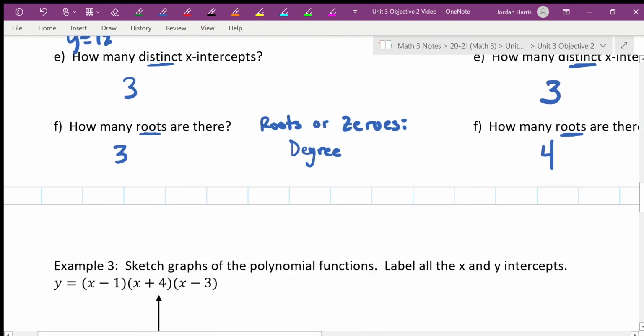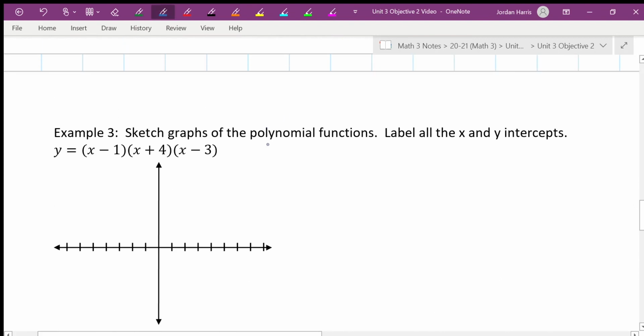So we have our end behavior. We always need the end behavior, which is down, up. We need our intercepts, which were 3, 0 with their multiplicities, negative 4, 0, and 1, 0. We need our y-intercept, which was 0, 12.